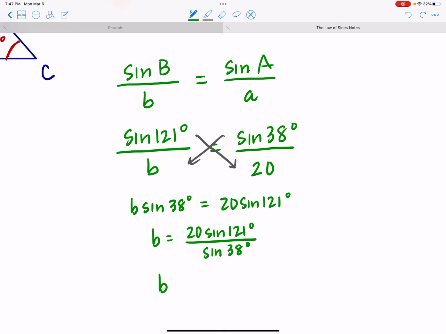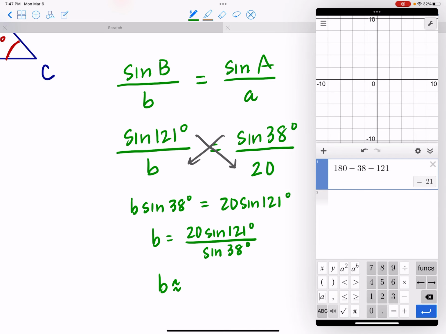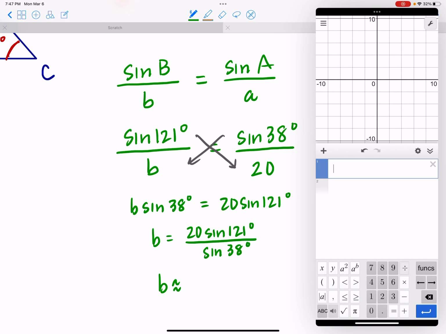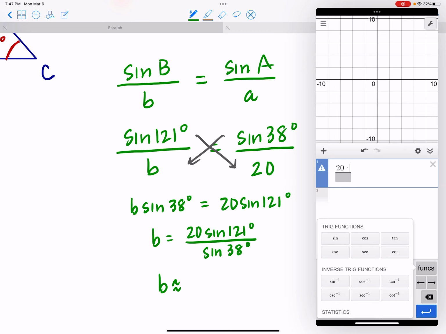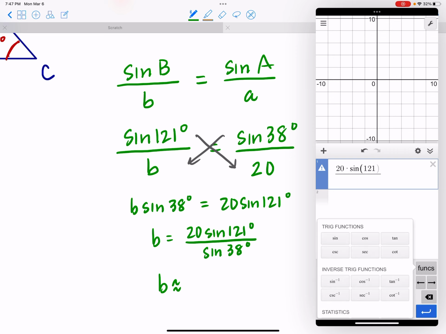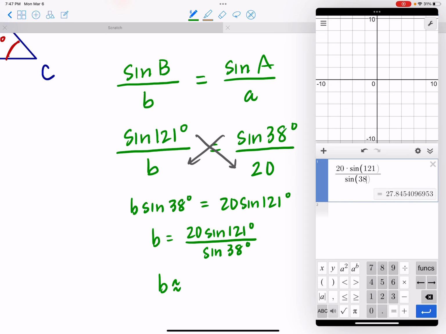I'm going to go to my calculator to get an approximation for this. Just make sure your calculator is in degrees. I'm going to make a fraction: on the top, 20 times the sine of 121, and on the bottom, the sine of 38. And now I can see my side length B.